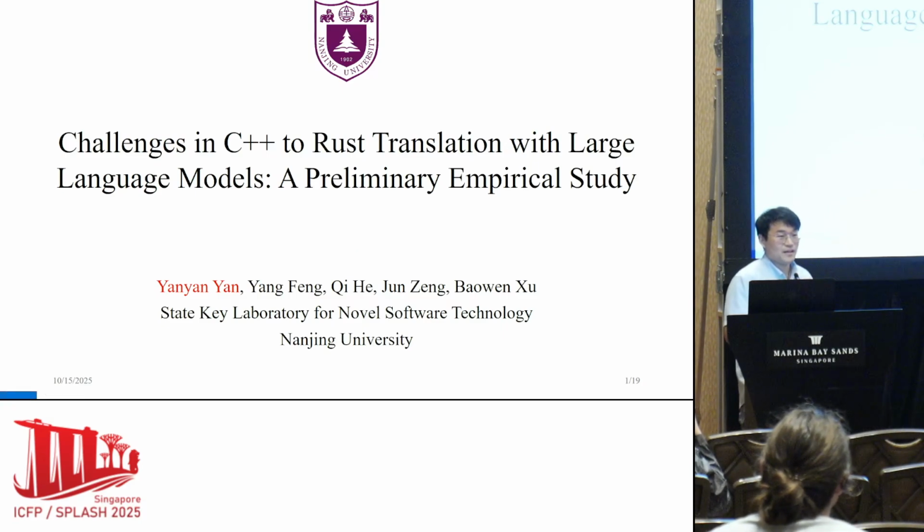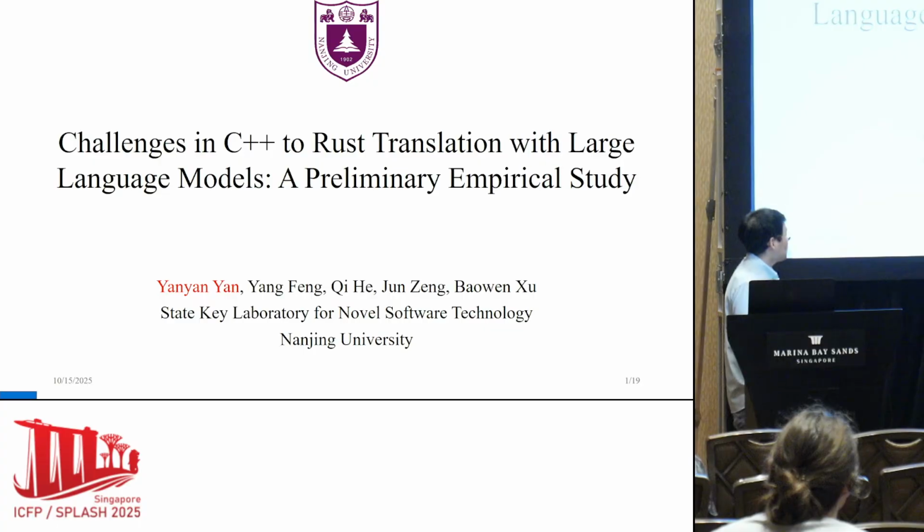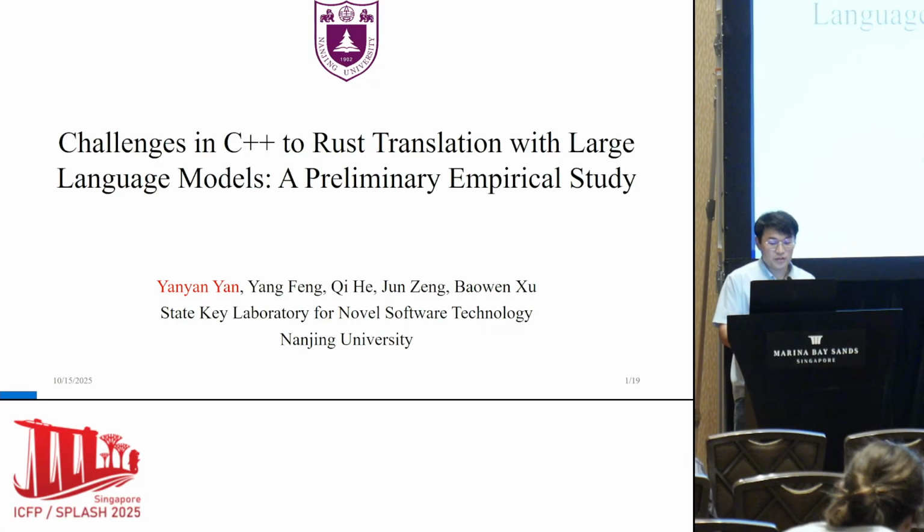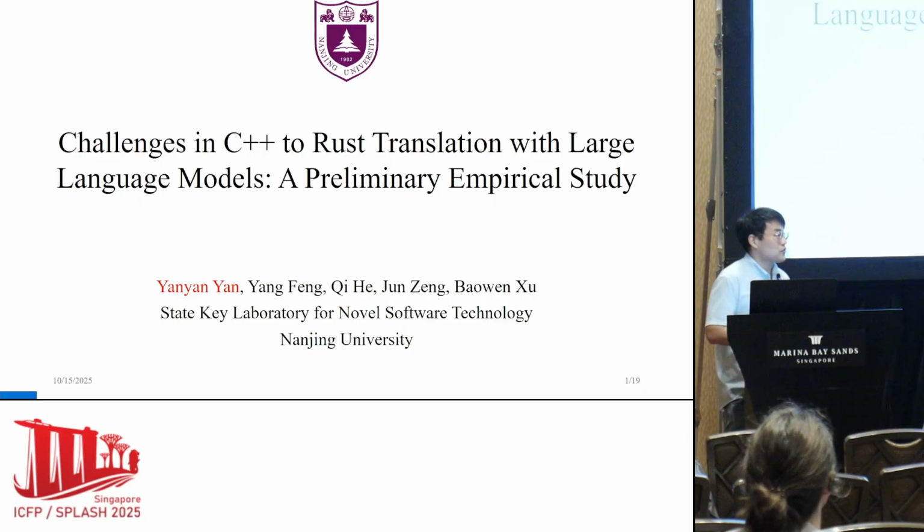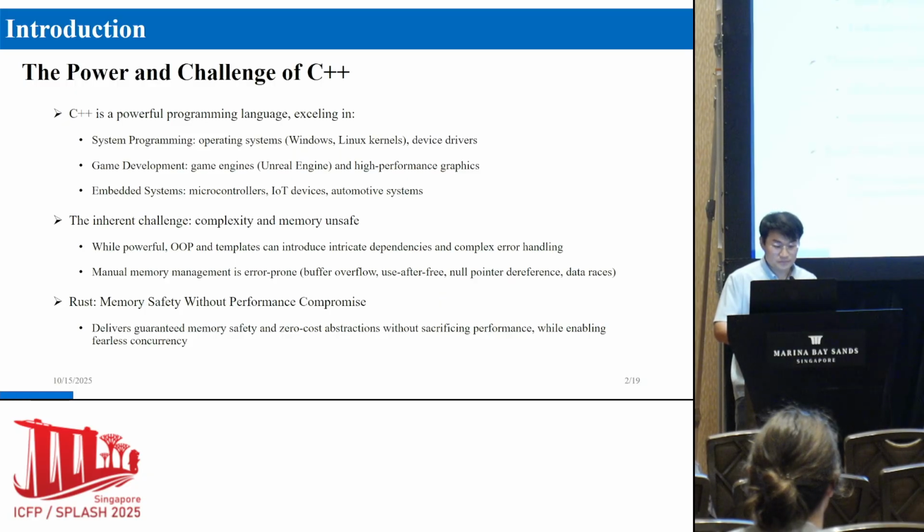My name is Yanyan. I come from Nanjing University. Today I will present our preliminary empirical study, changes in C++ to Rust translation with large language models.